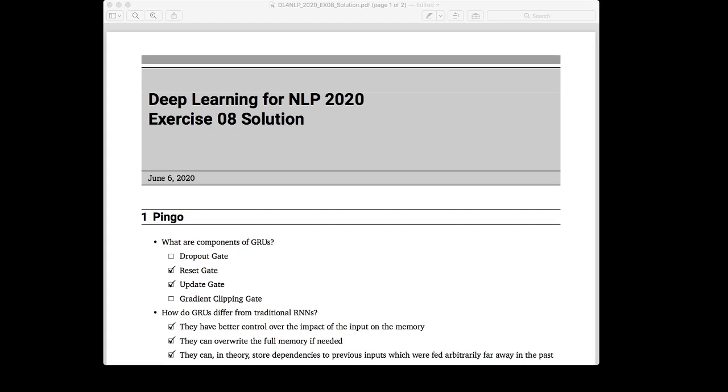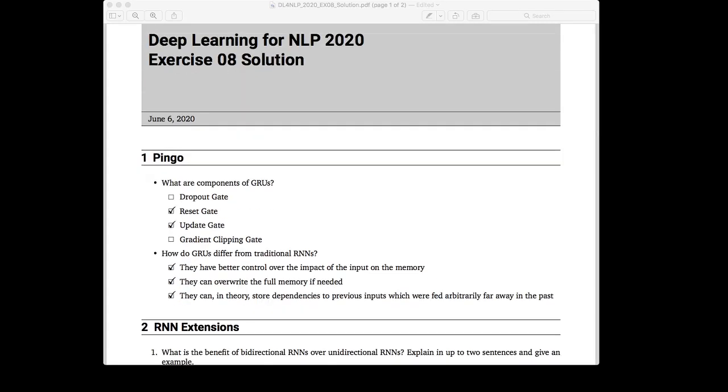Bingo questions. Let's see the bingo questions. What are the components of the GRUs? The dropout is a technique. It's not a gate. It removes the hidden units stochastically and makes the training process noisy, forcing the network to make correct predictions. So the resulting models will become more robust.